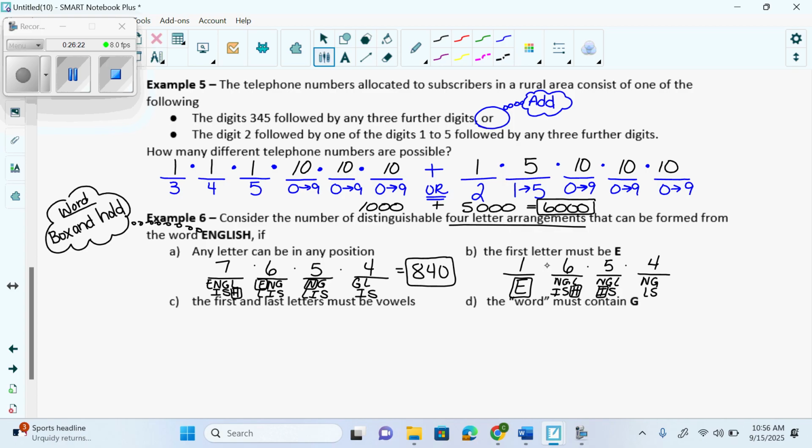Which is now, instead of 840 words, it should be less, correct? Because I restricted it more. 120.